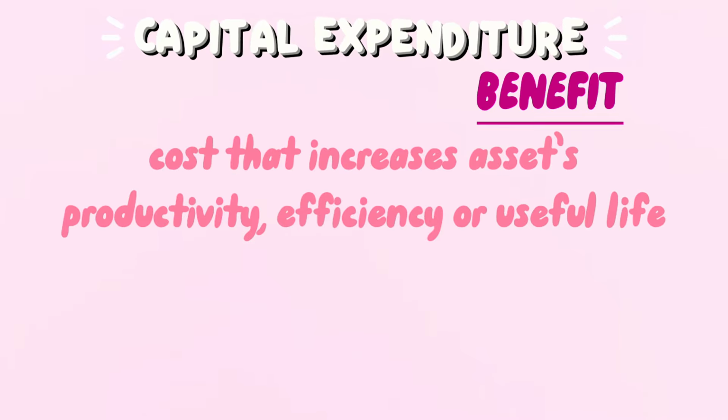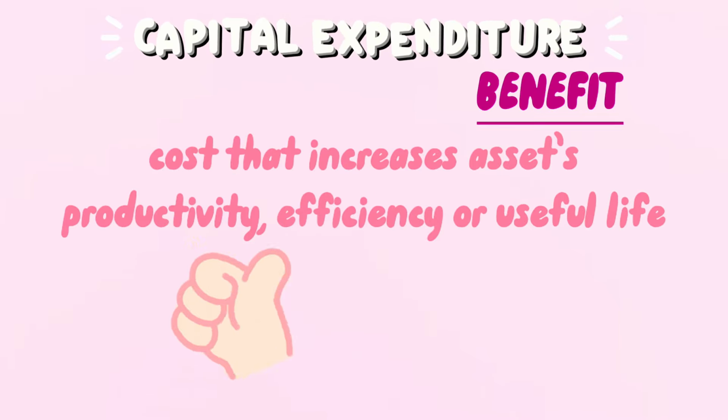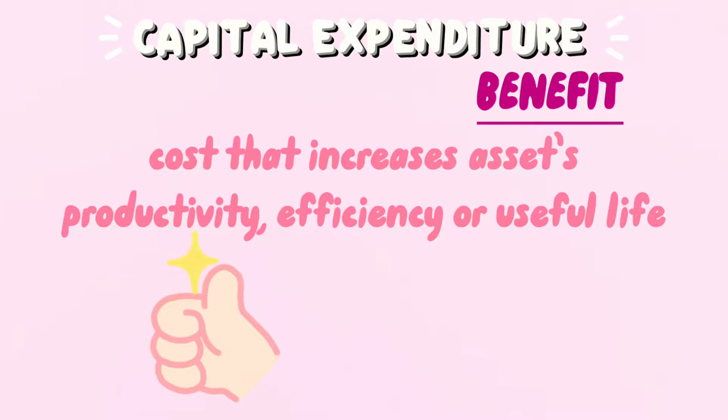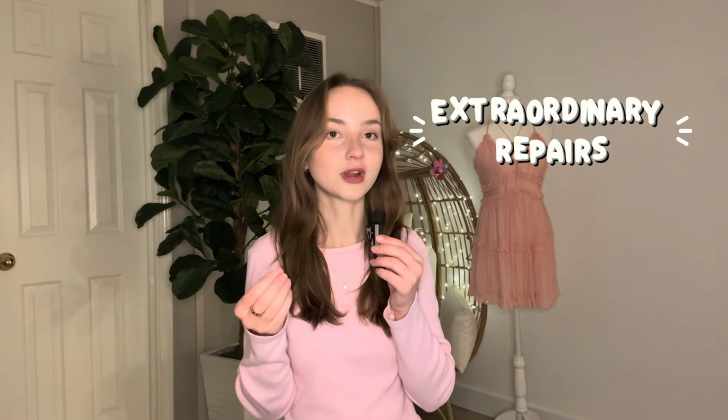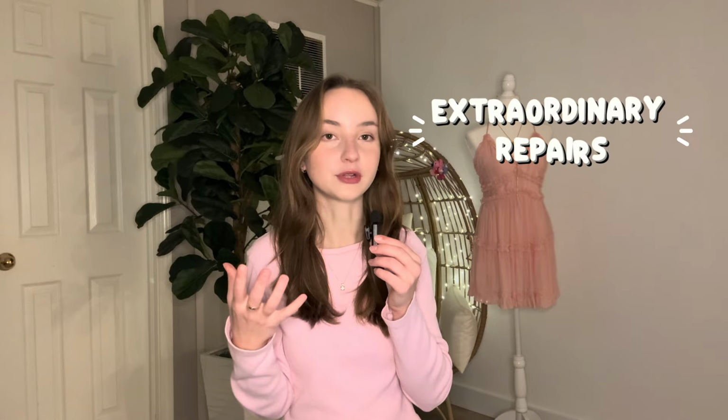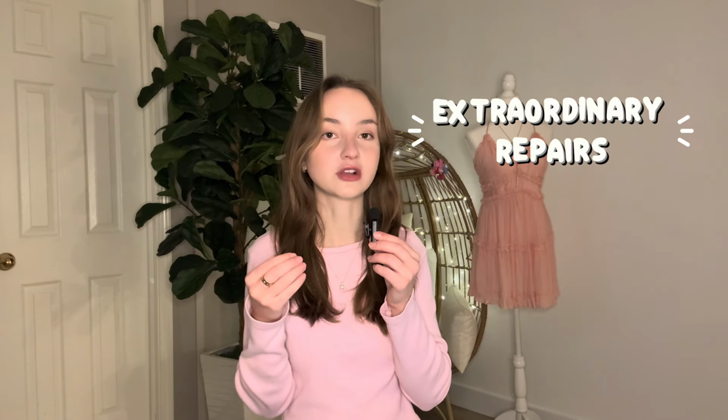Not every cost related to a long-term asset is treated the same way. A capital expenditure is a cost that benefits more than one accounting period and will increase our asset's useful life, efficiency, or capacity, so we add them to the book value. A betterment is an example of a capital expenditure because we are spending money to make that asset more efficient or productive. Extraordinary repairs are also going to be capital expenditures because these are repairs that are going to extend the useful life significantly.